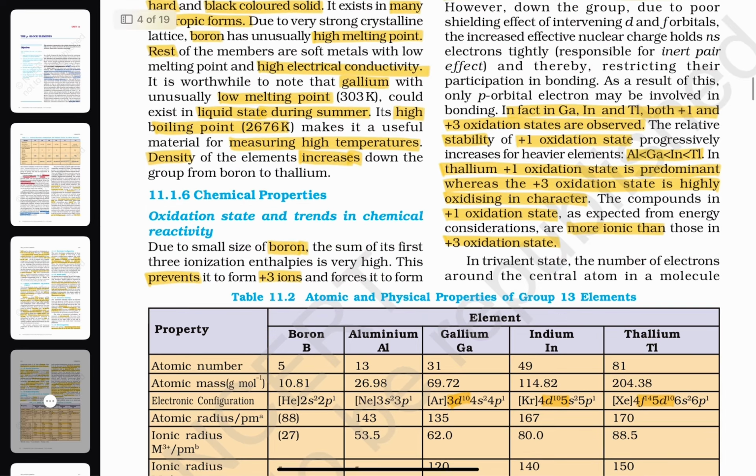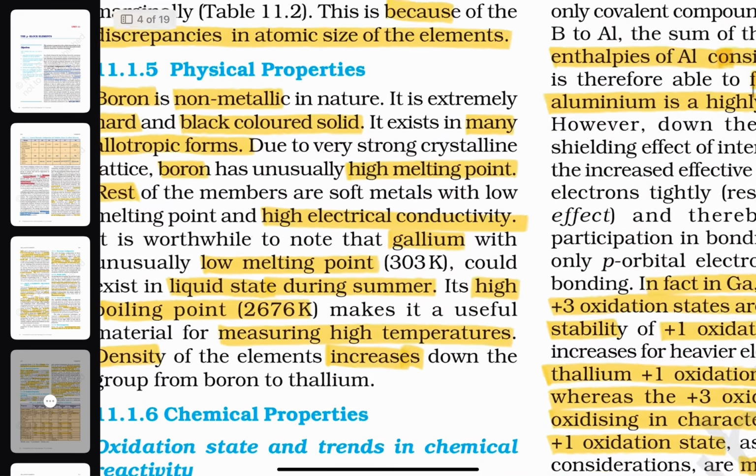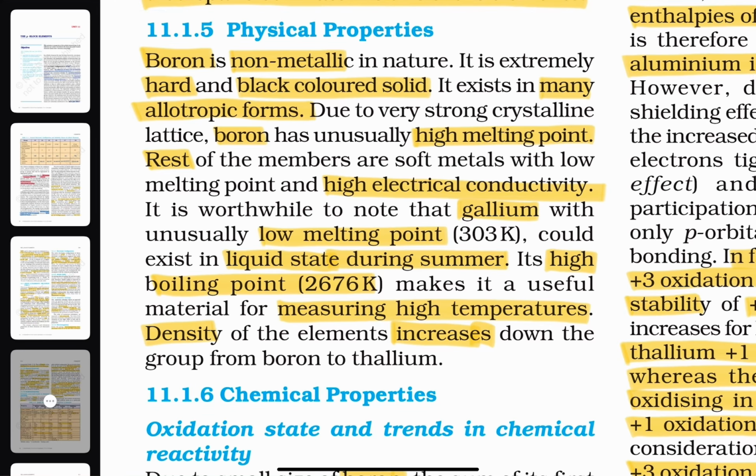Chalo, some important lines we'll check up now. Boron is non-metallic in nature, hard and black color solid. It exists in many allotropic forms. Boron has unusually high melting point because of strong crystalline lattice. Rest of the members are soft metals with low melting point and high electrical conductivity.